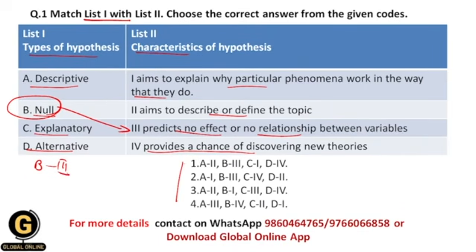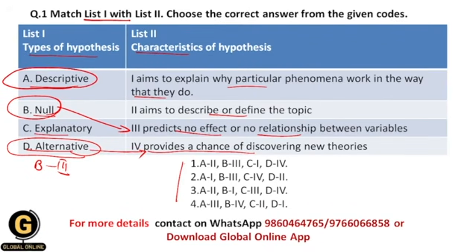Then now let us see alternative hypothesis. Alternative hypothesis is exactly opposite to null hypothesis, and within the alternative hypothesis we predict that there is an effect or there is a relationship between variables, and that's why alternative hypothesis provides a chance to discover new theories by predicting that there is a relationship between variables, and that's why D option will go for 4. Then now let us see descriptive.